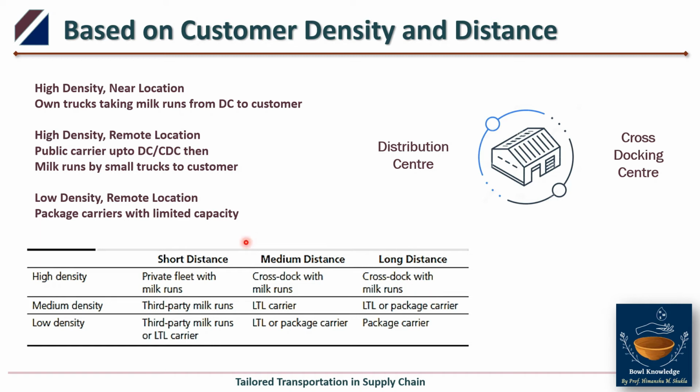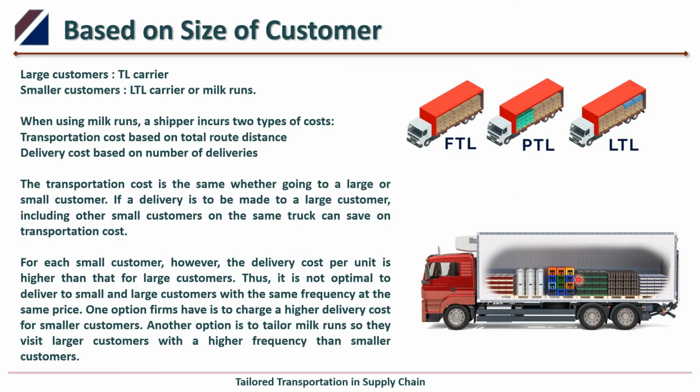Okay, so this is the table showing the same suggestions for high, medium, and low density of customers at short, medium, and long distance. You can just read it out for a minute. Now in this table you can see the word LTL carrier. This will be decoded in the next slide. That is, what is LTL or TL carrier?